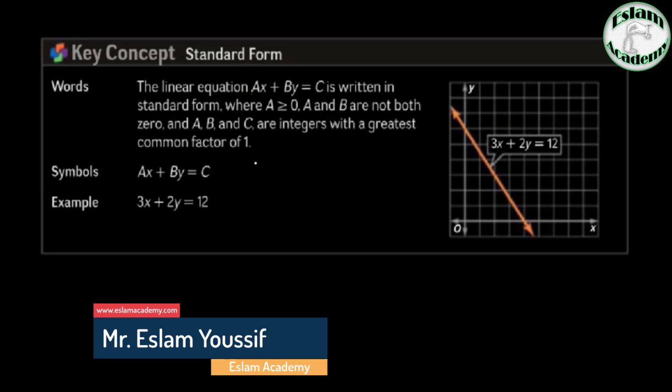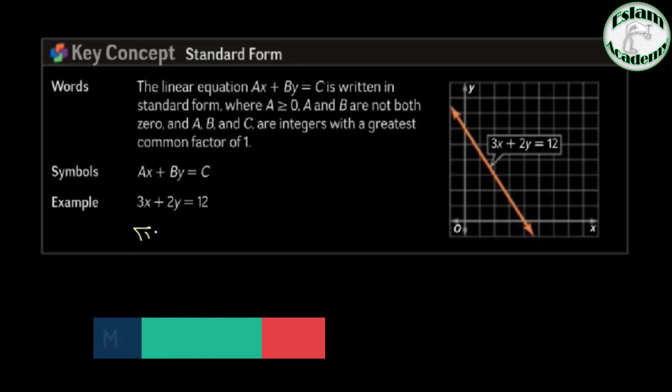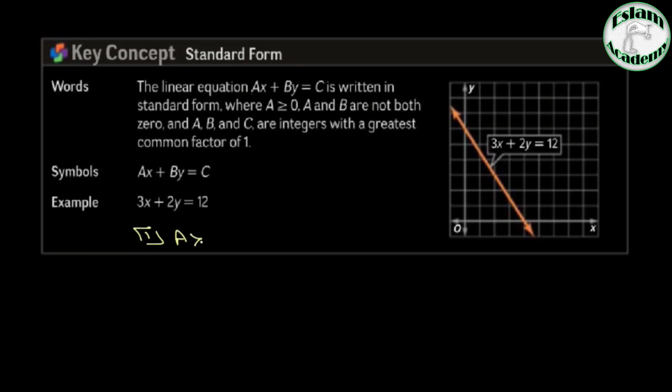But we have some rules to write the standard form. Number 1: A must be greater than or equal to 0. We can't write A as a negative number. Number 2: A and B can't both be 0 at the same time. We can't have 0x and 0y. If A equals 0, then B is not equal to 0. If B equals 0, then A is not equal to 0.